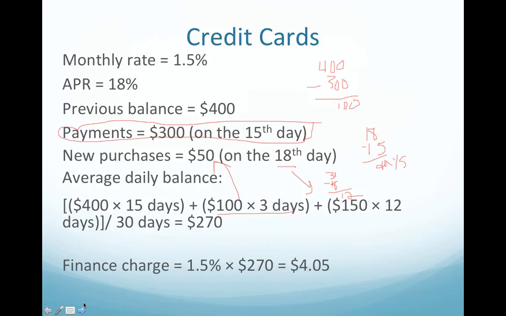Now once we get that $270 average, we multiply it by that 1.5% finance charge. That's a monthly charge. And then we're going to close out after this, and I'm going to leave time for questions. So we've got 18% divided by 12, because there are 12 months in a year, which gives us our monthly rate of 1.5%.